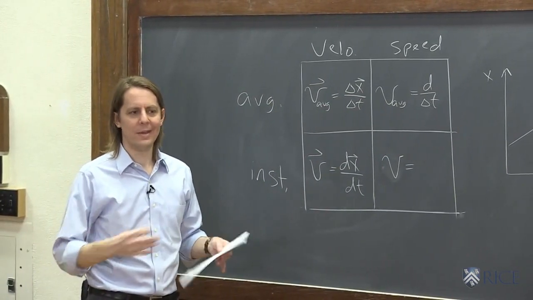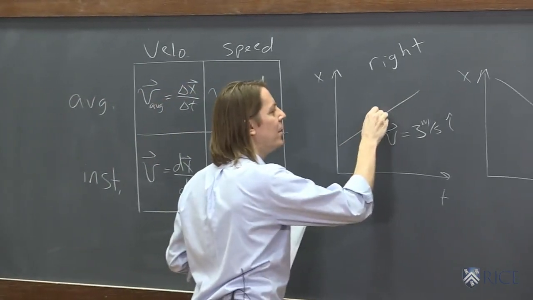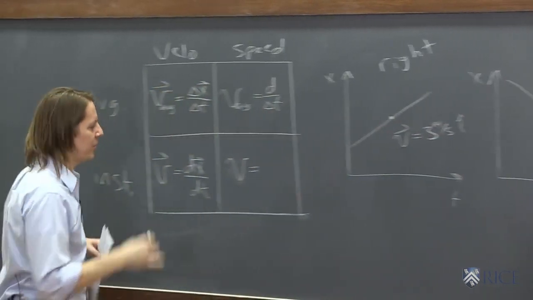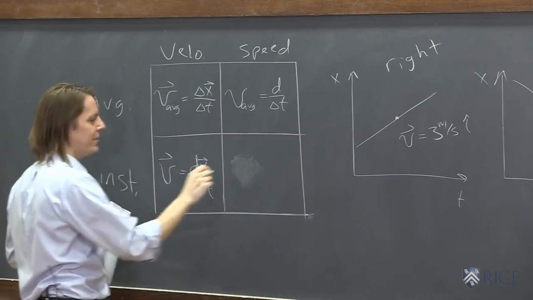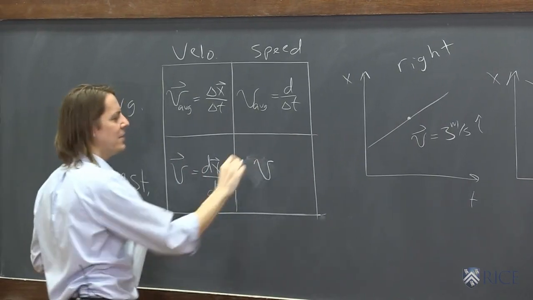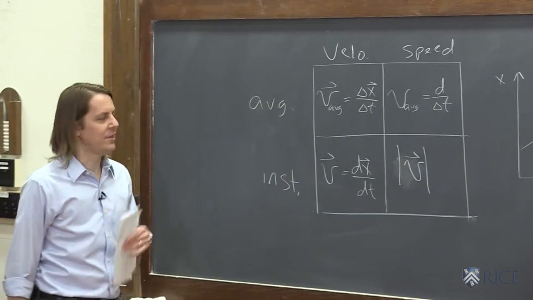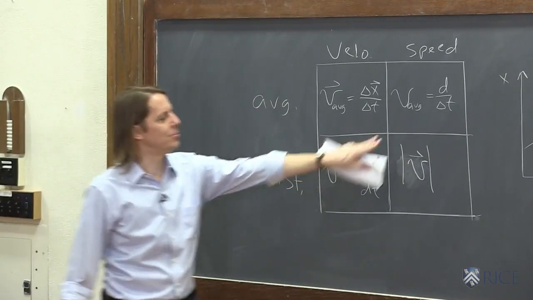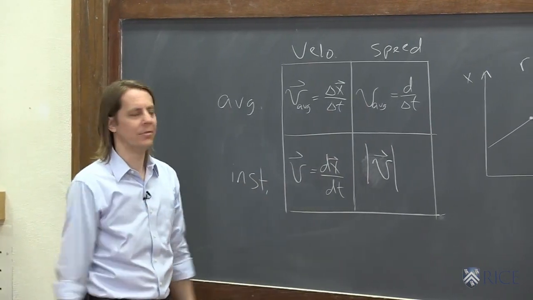Speed doesn't care about the direction, right? All speed cares about is how fast it's going. So speed would be similar. The instantaneous speed would also be the value right at a point, but it wouldn't care about the sign. So the way we write that in physics is we take the vector and take what we call the magnitude. We put these 2 bars on it. And that's the magnitude of the speed. So if this is 3 meters per second or minus 3 meters per second, when you put these on it, it's just 3. It's how long the vector is, not which way the vector is pointing.